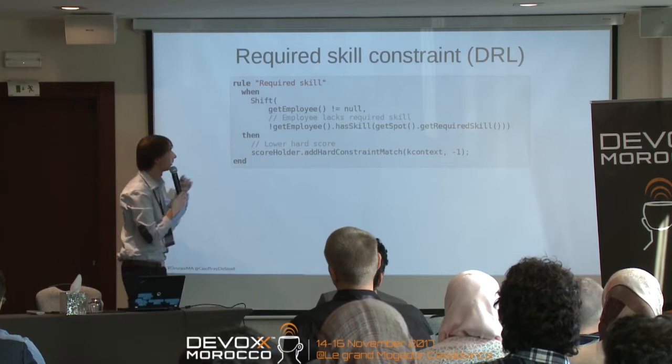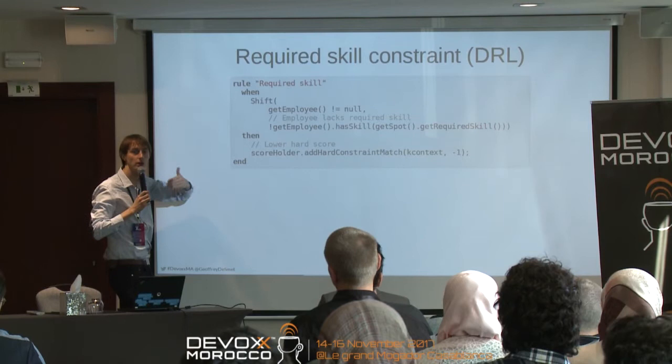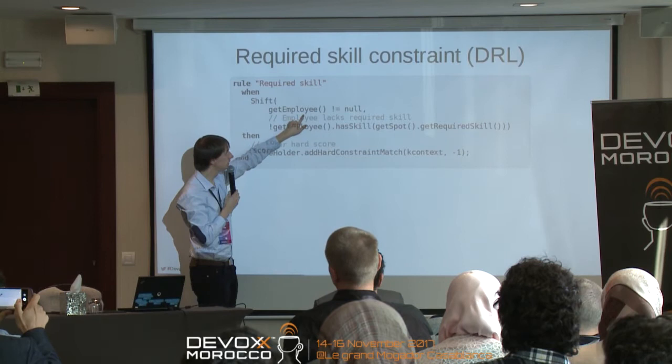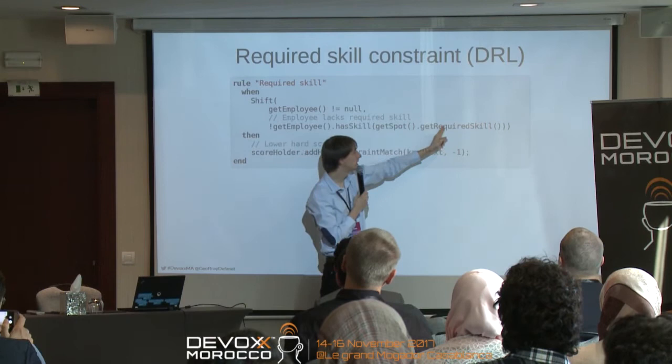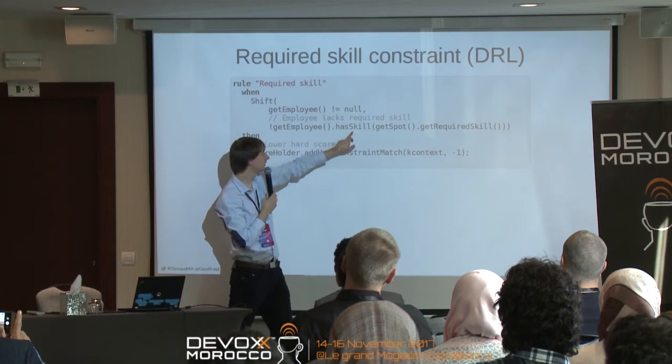When we have a shift, this is declarative form, it's a little bit like regular expressions, or like SQL. So when we have a shift, and we have an employee which is filled in, which is not null, and the employee has the skill of the spot of that shift. So the shift has a spot. So get spot, get required shift, get required skill. If the employee does not have that skill, then we have a problem.